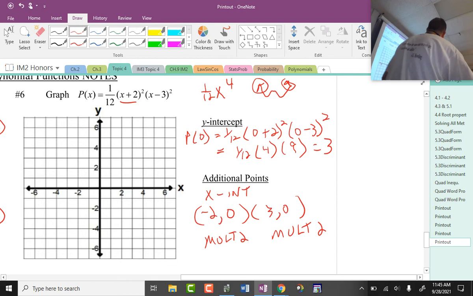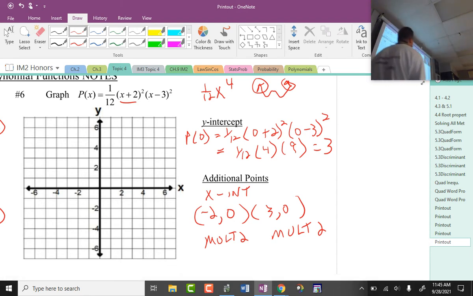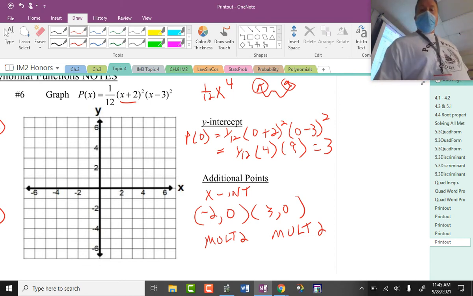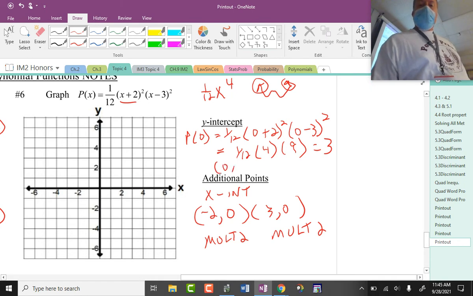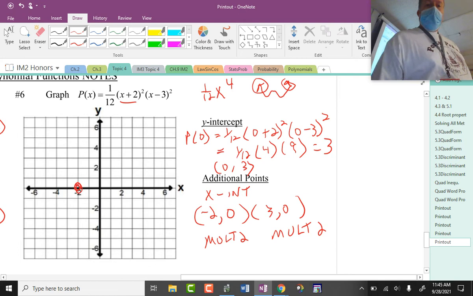All right. So 0 plus 2 squared is 4. 0 minus 3 is -3 squared, which is 9. 1/12 of 4 is 1/3. 1/3 of 9 is 3. So the y-intercept is 0, 3. Now I put all my stuff in: -2, 0. 0, 3. 3, 0.